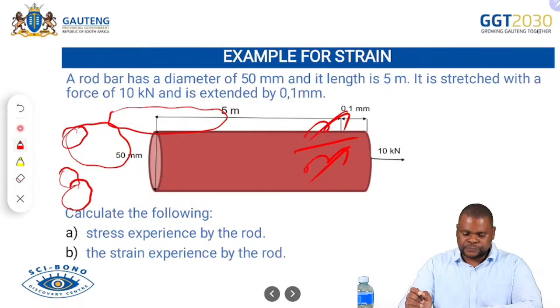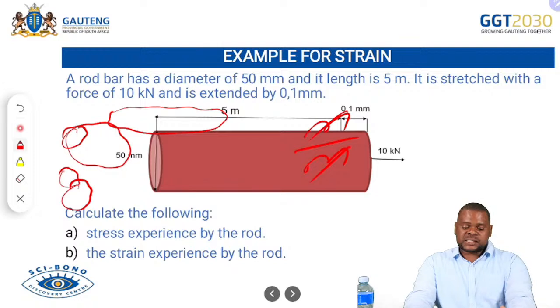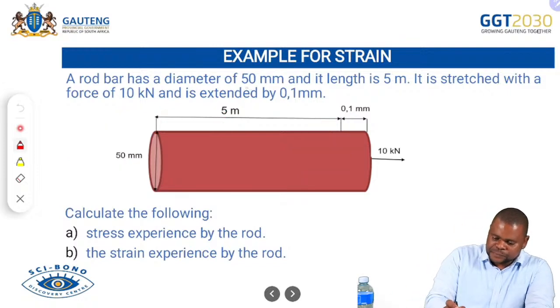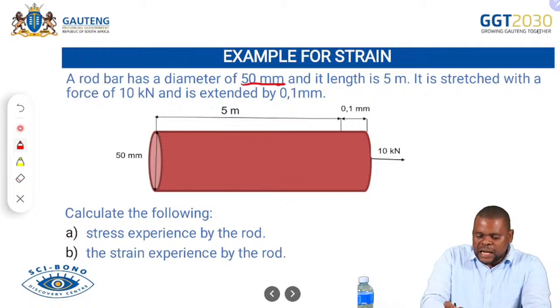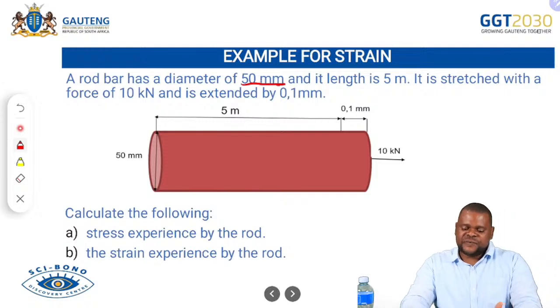Okay, grade 12. We have an example for strain. Let's do this together. It says, a rod has a diameter of 50 millimeters. Let me underline this so that, as given data, we have 50 millimeters.